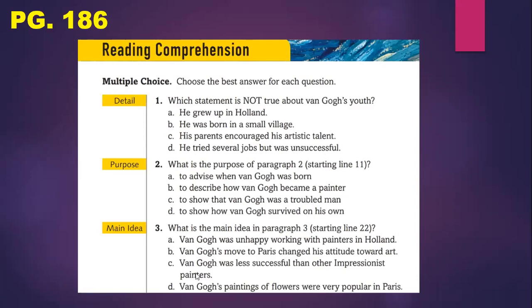It's good to see you. 24 people here. Okay, who wants to help me? Number 1 is optional. Andre Guzman says it's letter C. The statement says, which statement is not true about Van Gogh's youth? Youth, in this case, is speaking of when he was young, right? He grew up in Holland. He was born in a small village. His parents encouraged his artistic talent, or he tried several jobs.